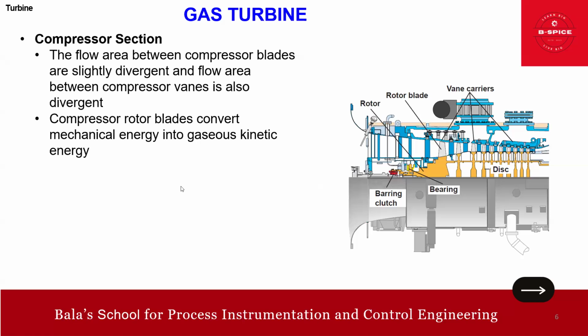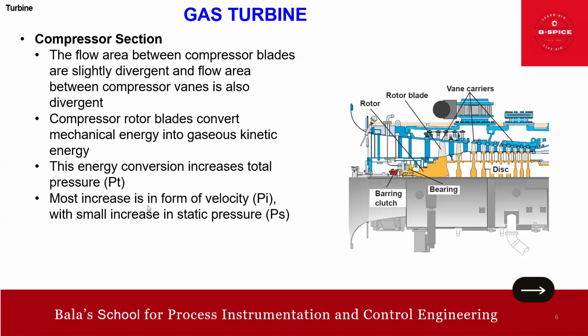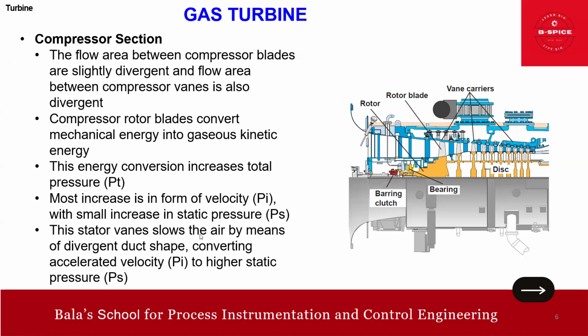Compressor rotor blades convert mechanical energy into gaseous kinetic energy. This energy conversion increases the total pressure, we call it PT. Most of the increase is in the form of velocity, with a small increase in static pressure. The stator vanes slow the air by means of a divergent duct shape, converting the accelerated velocity to a higher static pressure. So that is the whole concept in this, friends. Compressor section, high pressure. Just remember that.